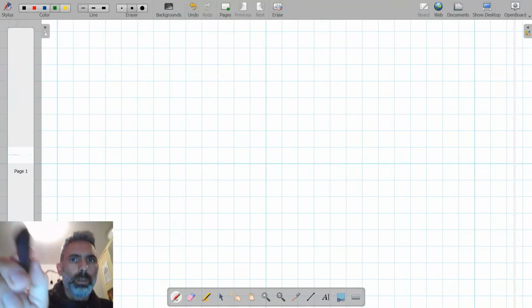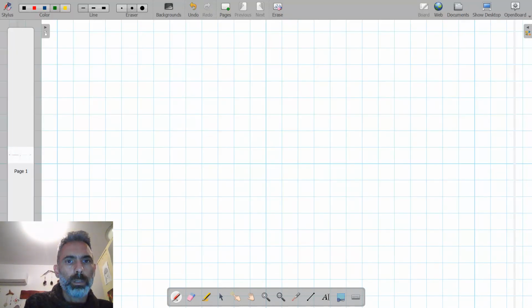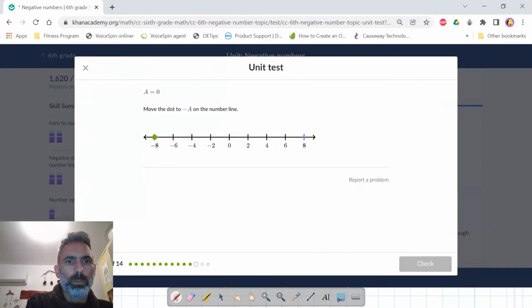Okay, a equals 0. Move the dot to negative a on the number line. A equals 0, so negative a is also 0.